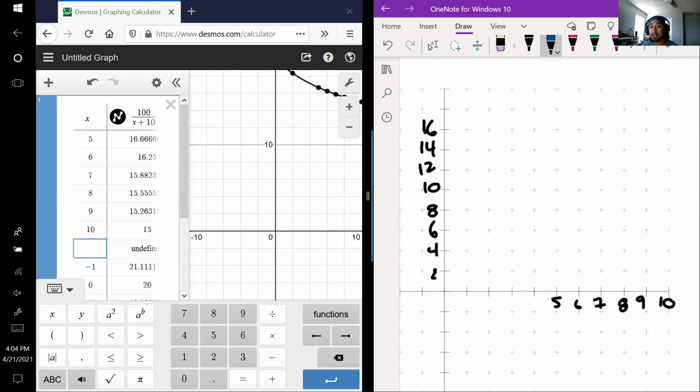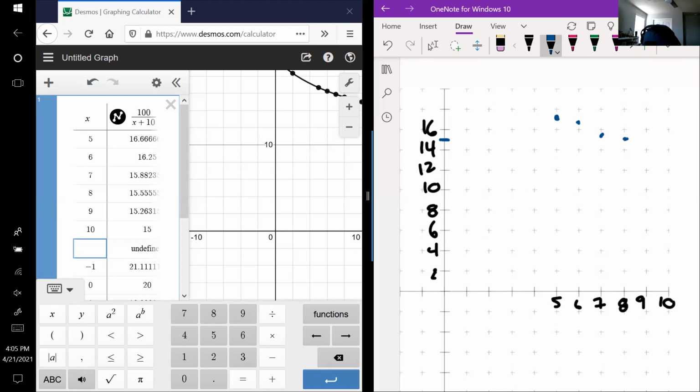And at 5, we're at 16.67. So I'll just put that somewhere around here. And then at 6, we're at 16.25. So just a little bit higher. And then at 7, we're at 15.88. So that's going to drop right below 16. And then at 8, we are at 15.56. So not much lower than that one. And then at 9, we are at 15.26. So getting closer to 15.